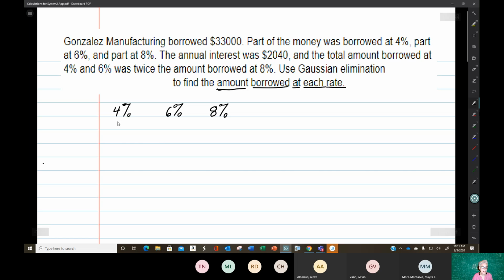If I let X be the number of dollars borrowed at 4% interest, Y be the number of dollars at 6% interest, and Z be the number of dollars at 8% interest, what it says up here is that the total amount borrowed was $33,000. So X dollars plus Y dollars plus Z dollars has to be $33,000.